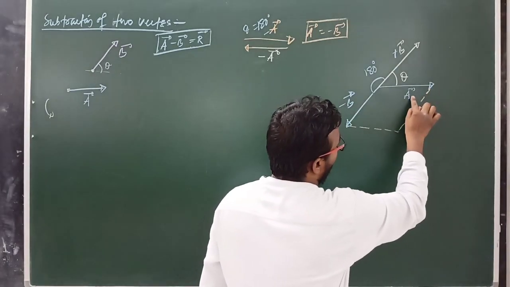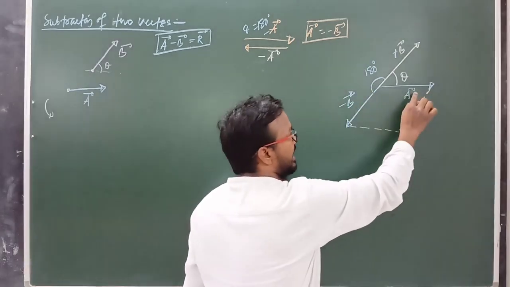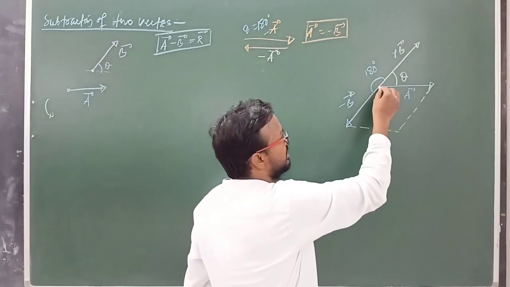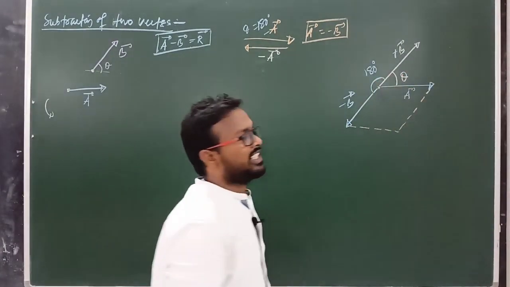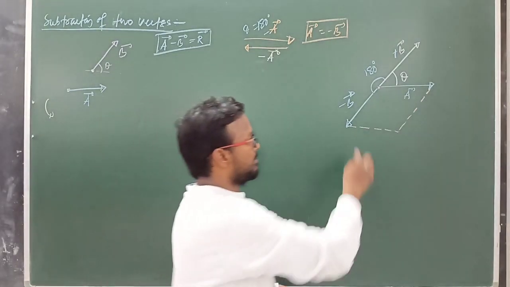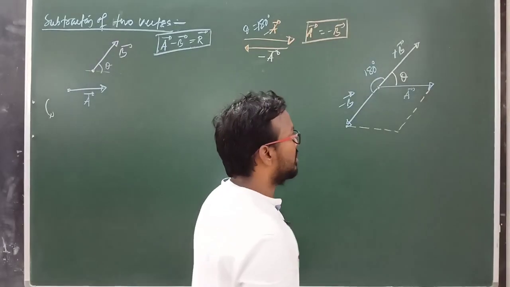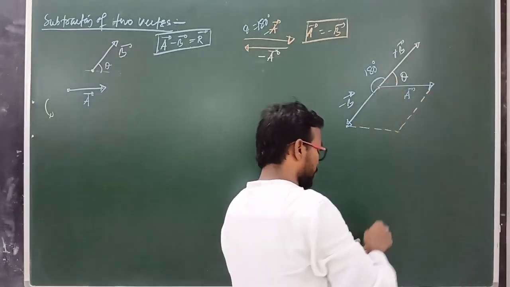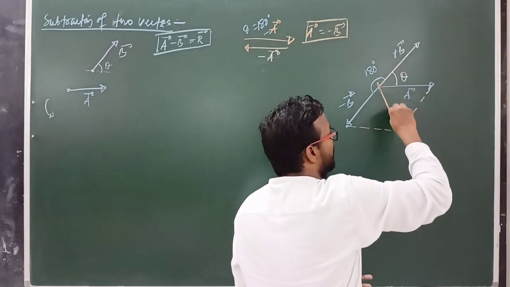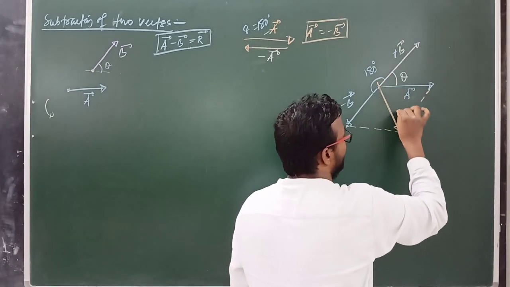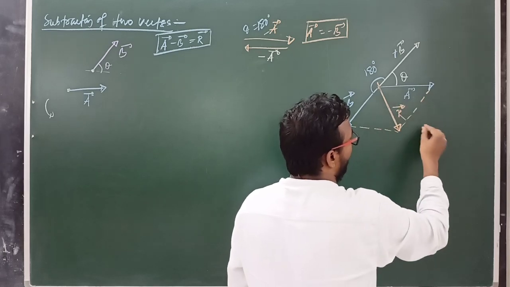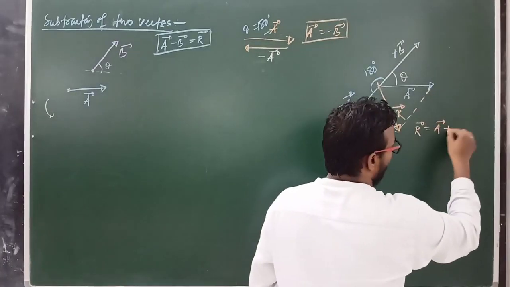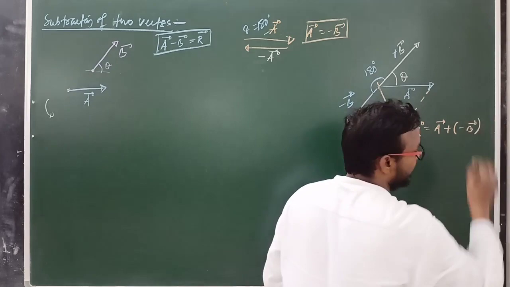and if two vectors A and B, suppose this is B, A and B represent both magnitude and direction and pass through a common point or intersect at a common point, then first we have to draw a parallelogram. Now the resultant represents the diagonal of the parallelogram passing through this common point, and here this is the resultant vector R vector, and how much? This R vector is equal to A vector plus, but here minus B vector.